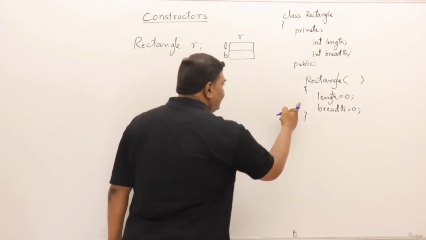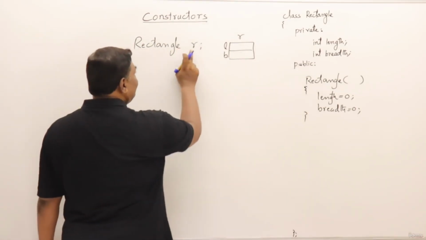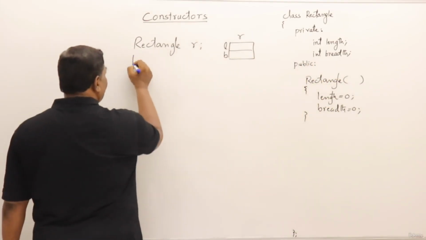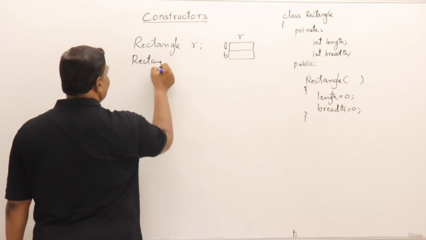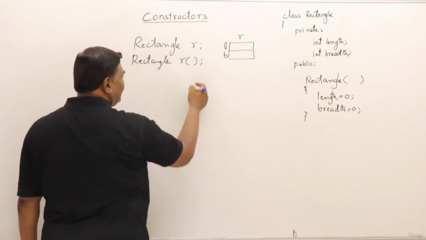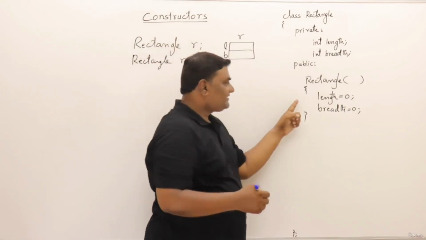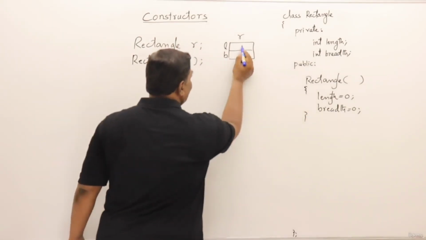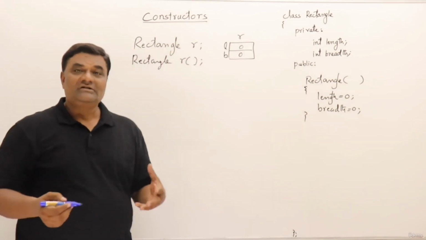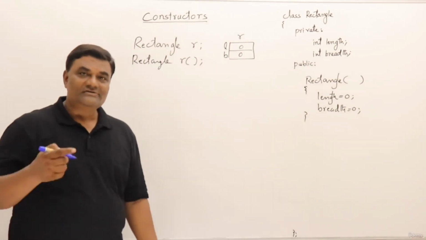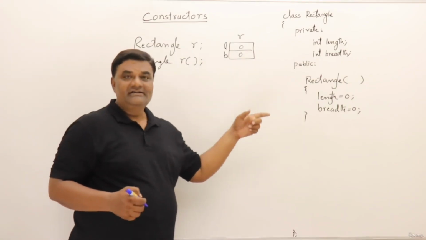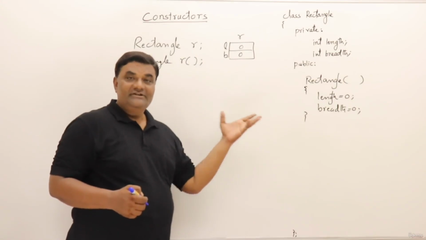So when you create an object of a rectangle without anything, then the non-parameterized constructor will be called. Or even if you write like this, rectangle R with empty brackets, then also the same constructor will be called, which will set length to 0 and breadth to 0. These are valid values, not garbage values. So valid values are assigned to them. So this is a non-parameterized or default constructor, a user defined constructor.